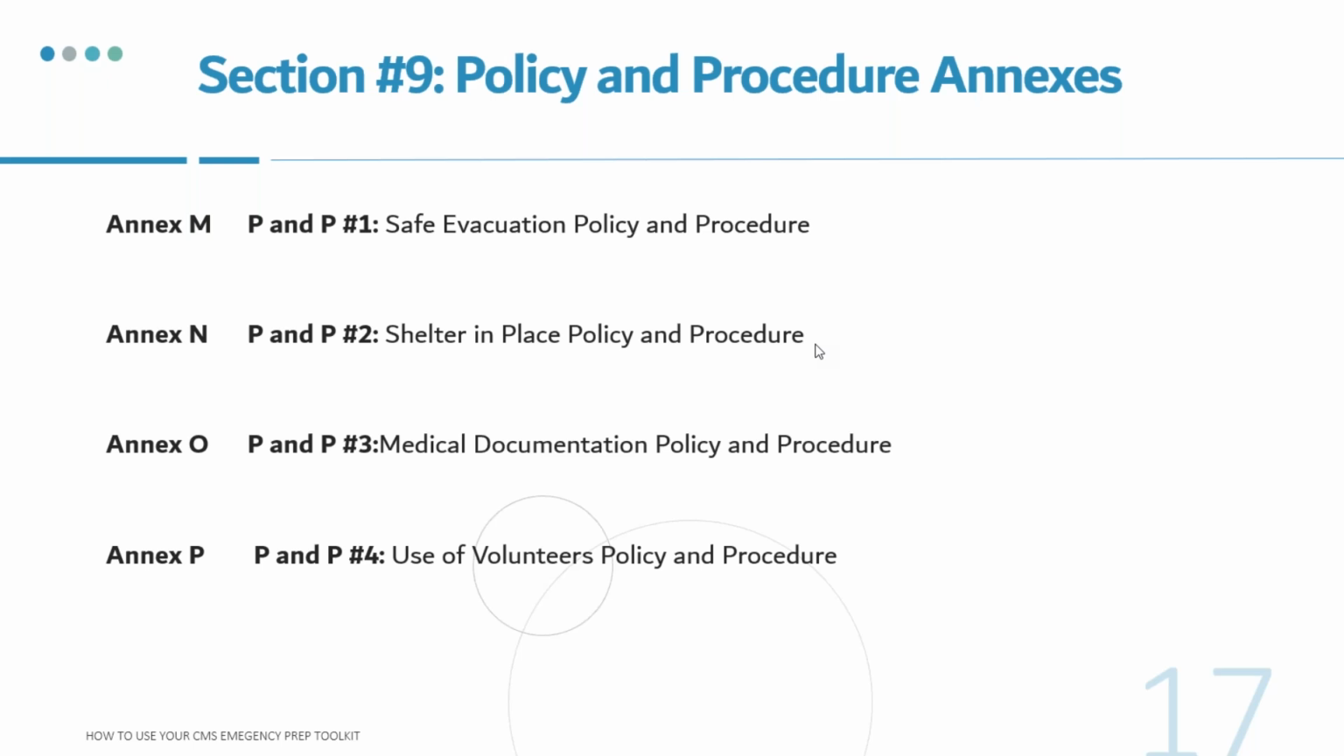It's also an easy way to train staff. You might take your completed P&P and bring it into a staff meeting. Quarterly, you're going to talk about how to shelter in place, and the easiest way to do that is to take your policy and procedure, pass it out to the staff, and discuss it. It's a great training opportunity.